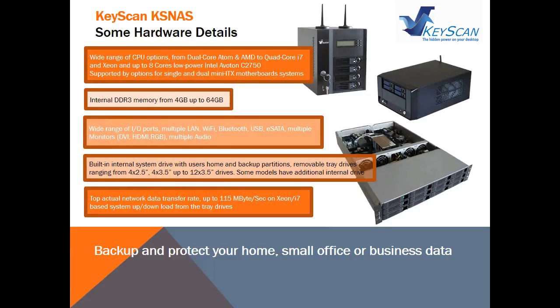The KSNAS backup server products are equipped with a wide range of I/O ports such as multiple LAN ports, Wi-Fi, multiple monitors, DVI and HDMI and VGA, audio, eSATA, USB. Some models have only a subset of these ports. The KSNAS server's LAN network connections can reach speeds of up to 115 megabytes per second while transferring large files.